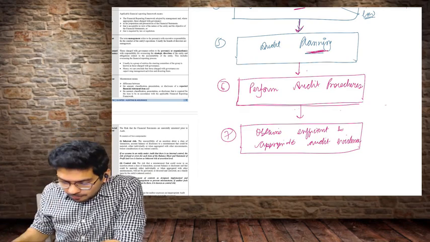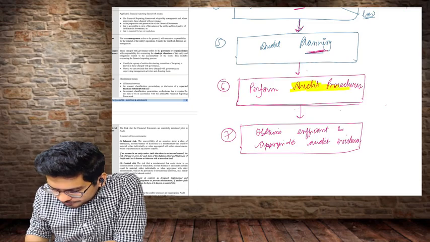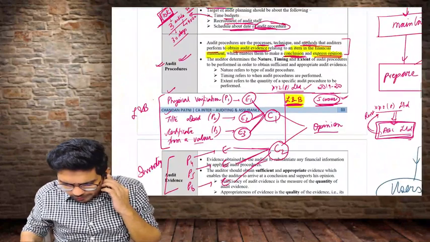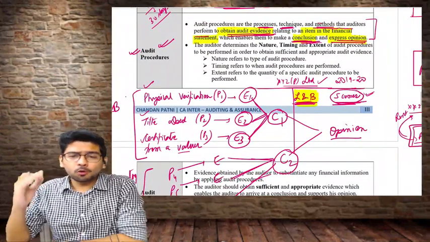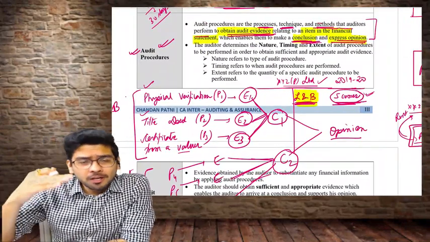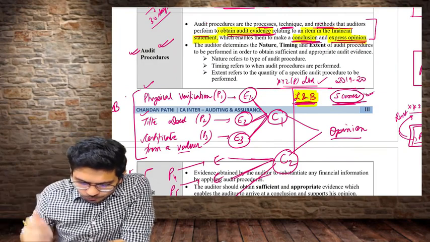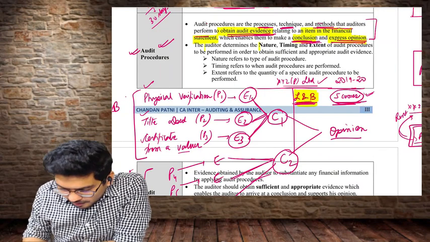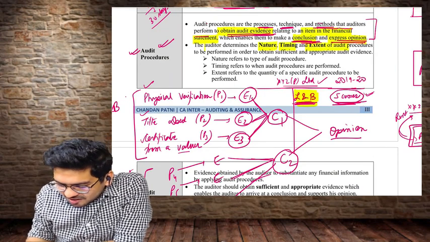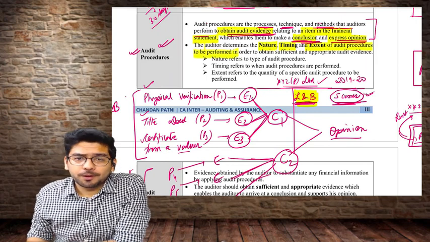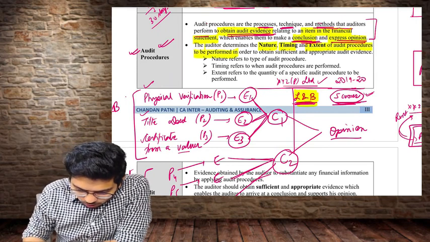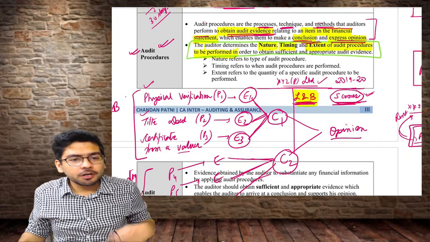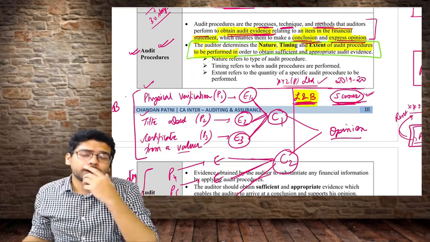Coming back to this topic, audit procedure, I want to discuss 1 or 2 more aspects here. A very important word that you are going to come across in every chapter, in fact every page of auditing. The very important line that we have to understand is: the auditor determines the nature, timing and extent of audit procedures to be performed in order to obtain sufficient and appropriate audit evidence.